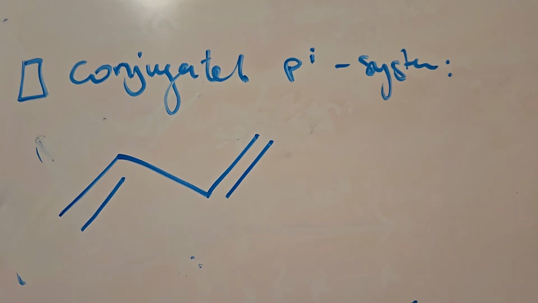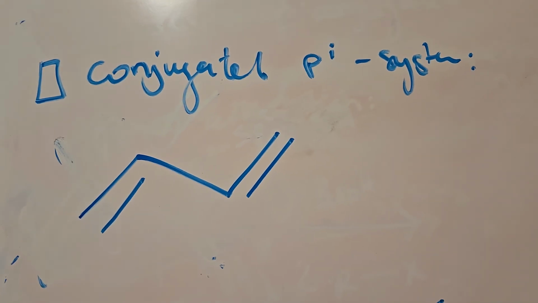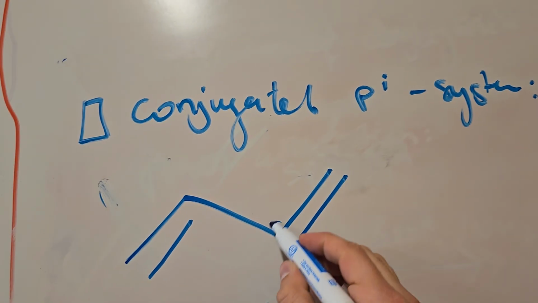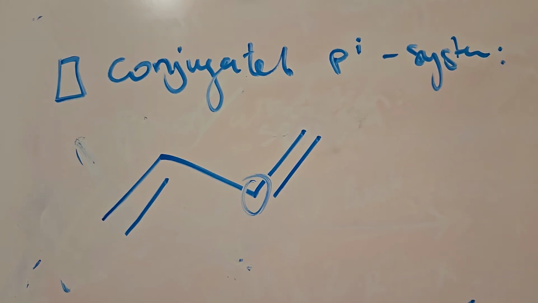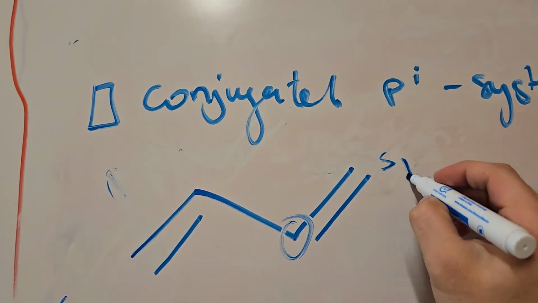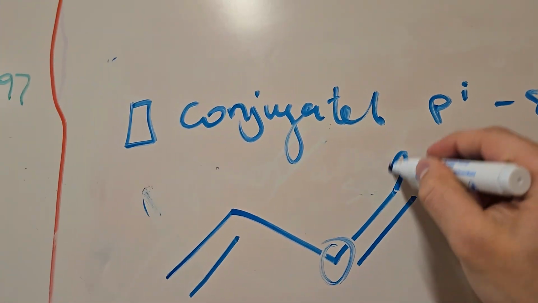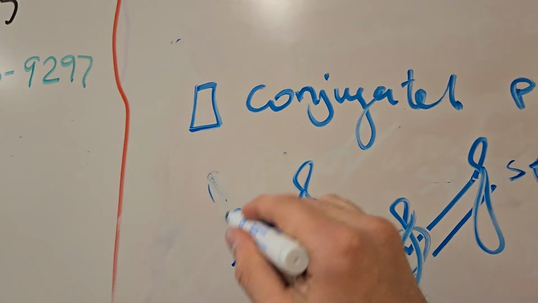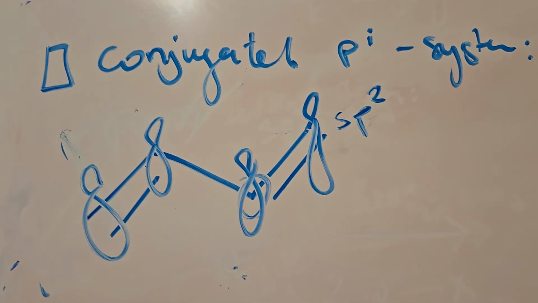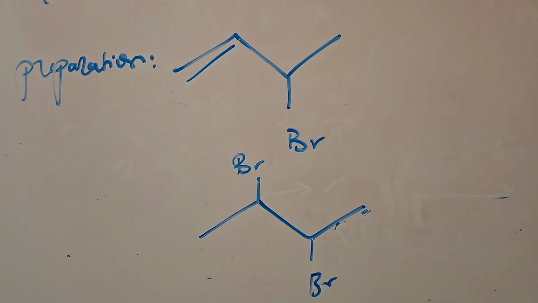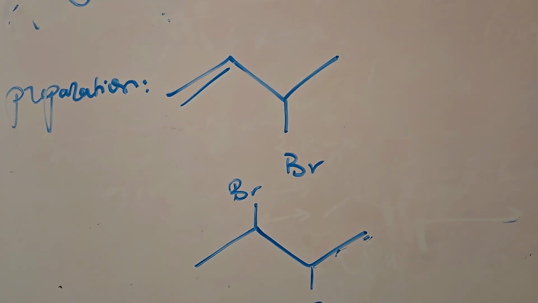Conjugated pi systems are molecules where we have two alkenes separated by one carbon. A key characteristic of these molecules is that each carbon is sp2 hybridized, whereby all their p orbitals overlap as such. In order to prepare these molecules, we can use halides.